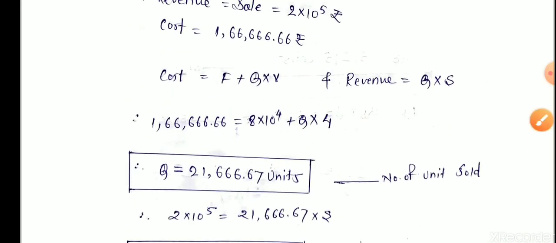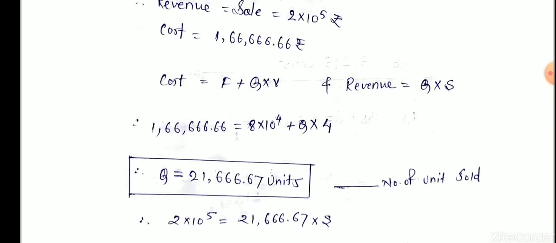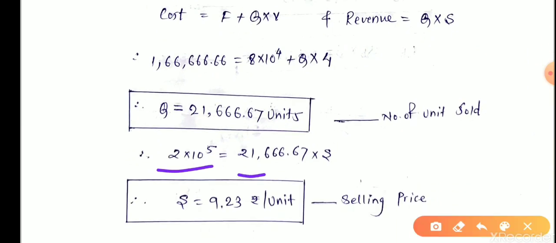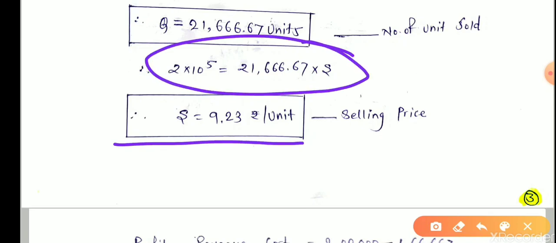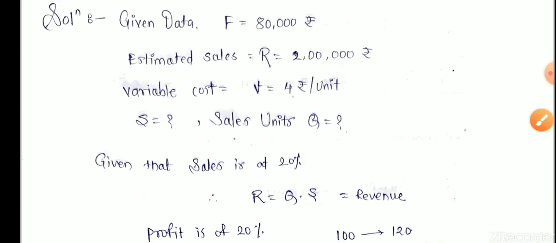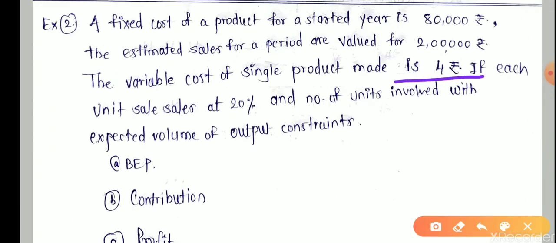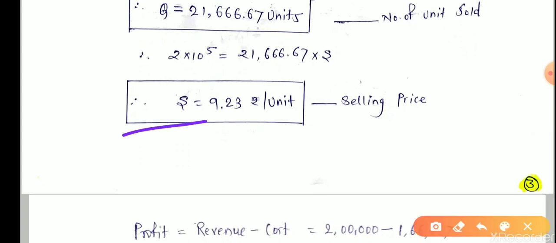Now considering the equation revenue is equal to Q into S. We have the revenue of 2 lakh rupees, Q is calculated from above, and S we have to calculate, meaning the selling price of a single unit. Then the selling price of a single unit is 9.23 rupees. Our manufacturing cost of a pen is 4 rupees as per the question, and 80,000 is the fixed cost. After sales of 2 lakh rupees, we had 20% profit. So the selling price of the pen is 9.23 rupees per unit, which we have to achieve the given profit and given sales.